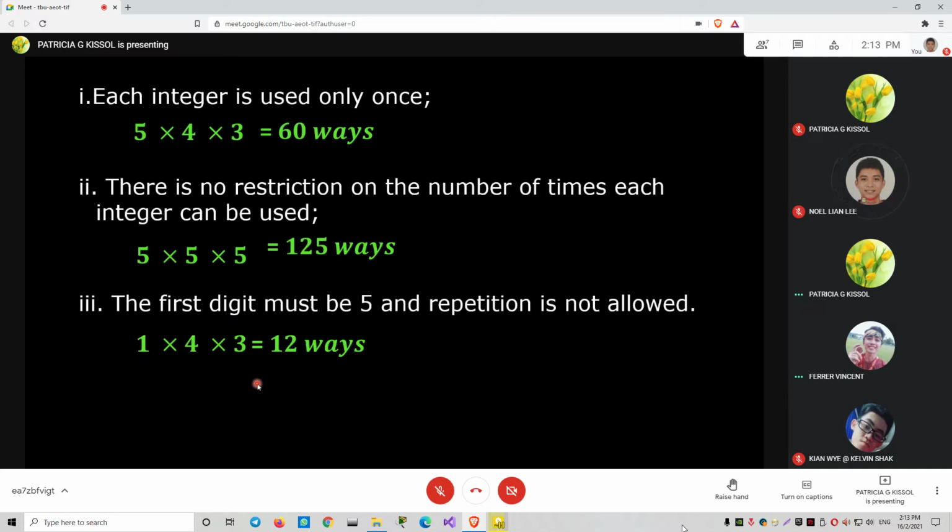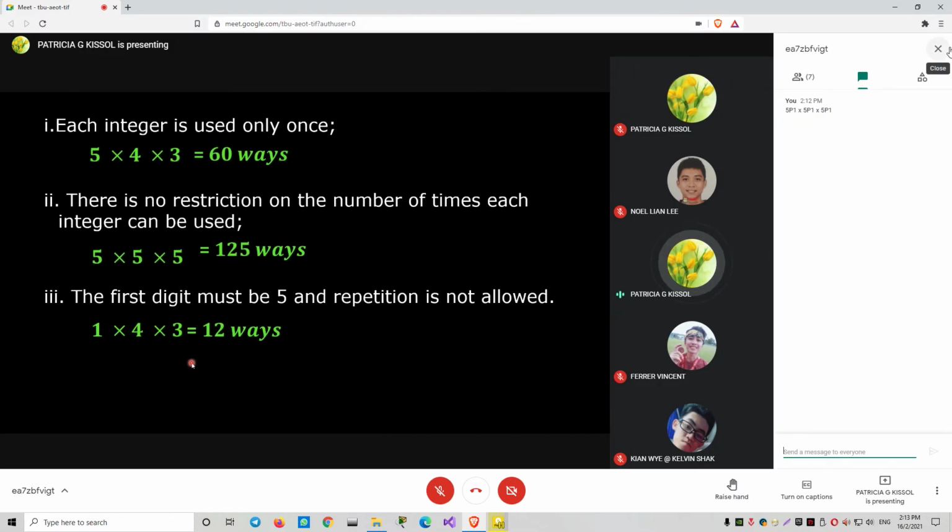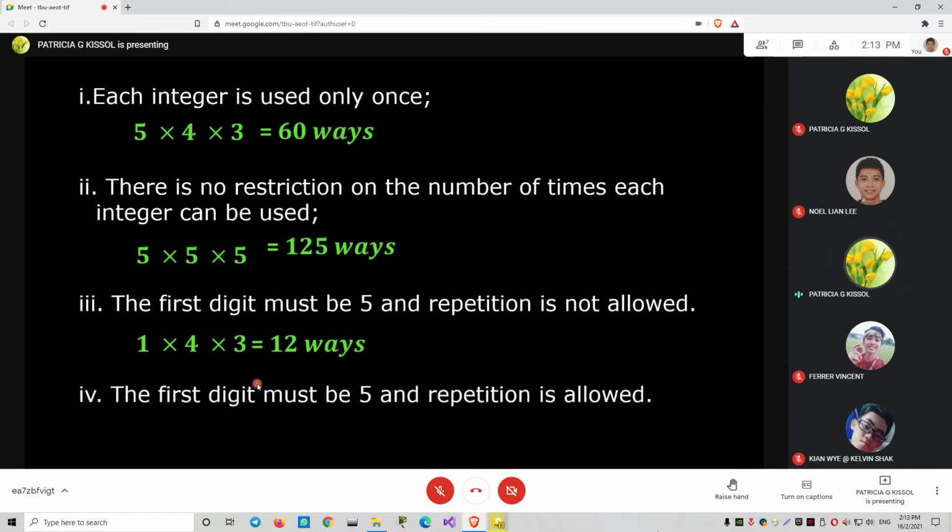There is no calculation method. You don't need to use permutation and combination to answer it. You can use a logical way of writing the answer as well. And the fourth one, the first digit must be a 5 and repetition is allowed. What do you think it will be, class?